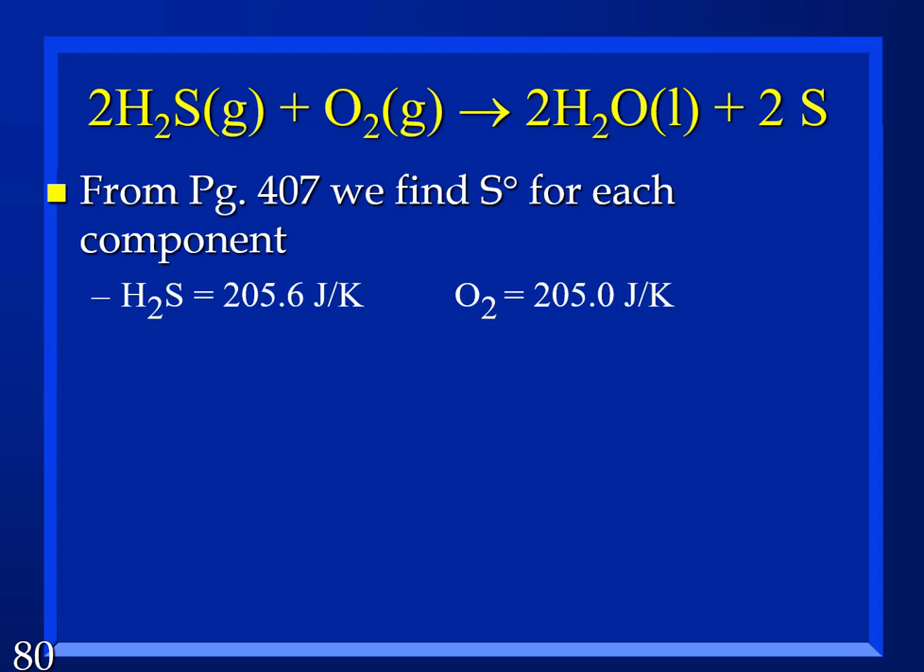So I look up the second column on here. I got that from page 407. I look up H2S is 205.6. The O2 is 205.0. None of these are going to be zero entropy. They're all going to have some randomness. Actually, the third law of thermodynamics tells you what 0 is. 0 is a pure crystal, so everything's in neat orderly arrangement, at absolute 0. Since we can't get to absolute 0, there's nothing with 0 entropy.